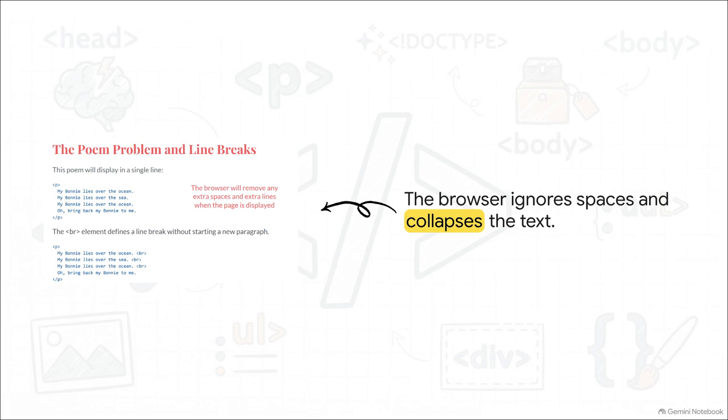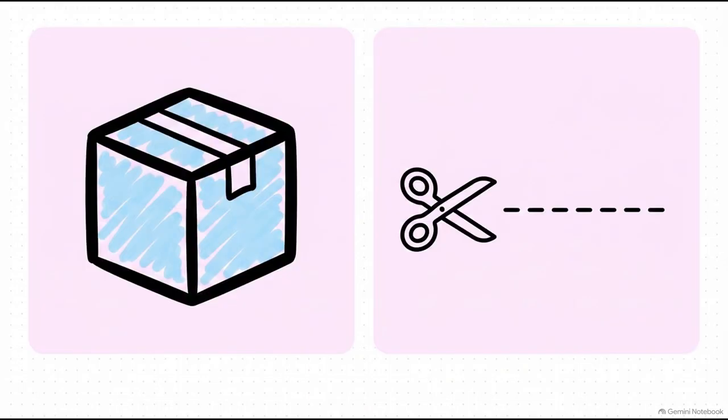The browser only cares about tags. It doesn't care at all about your keyboard's Enter key. So, the trick here is knowing the right tool for the job. To separate that text, you could put every single line in its own P paragraph tag, which, remember, is a block container that needs a closing tag.